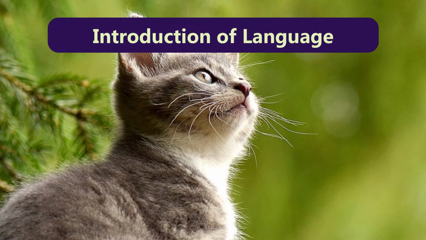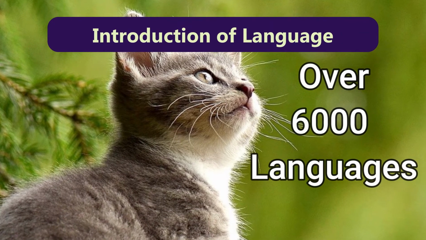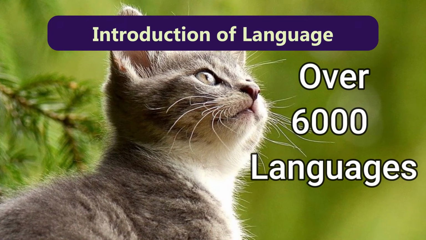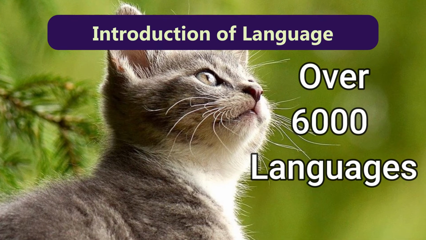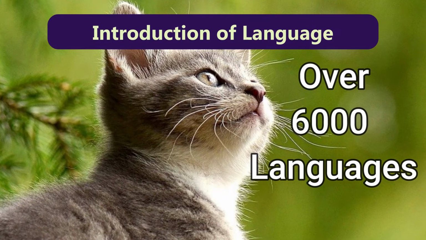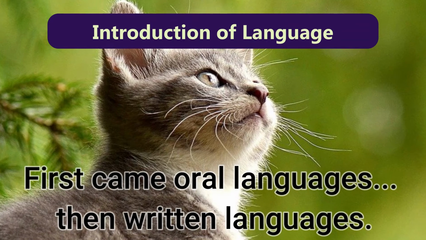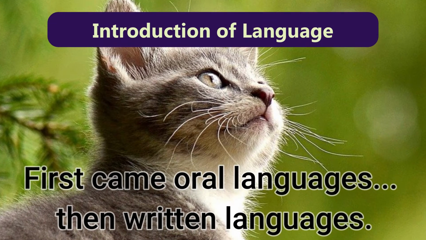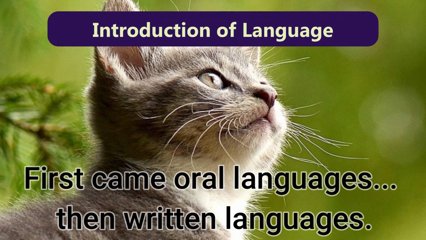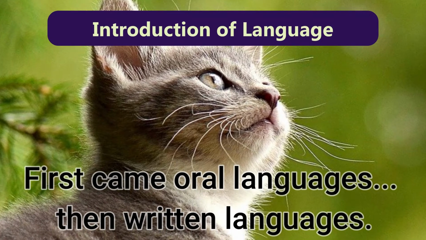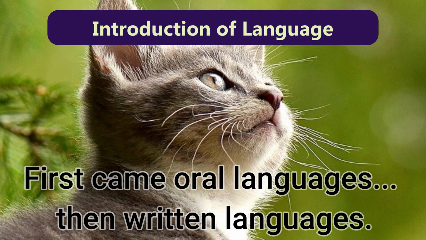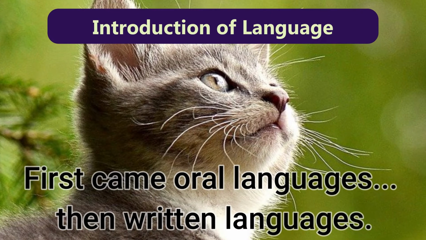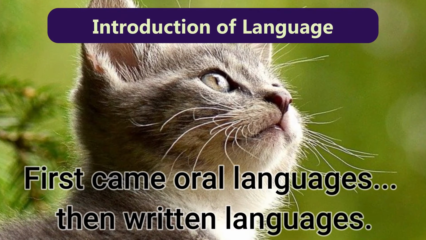There are more than 6,000 languages in the world. Now these languages are so vast and almost infinite. It is also believed that oral languages came first into existence, and at a very later stage the man invented writing. So first there were only sounds and meanings attached to it, but as the time passed, symbols also got attached to language. Those symbols are written language.